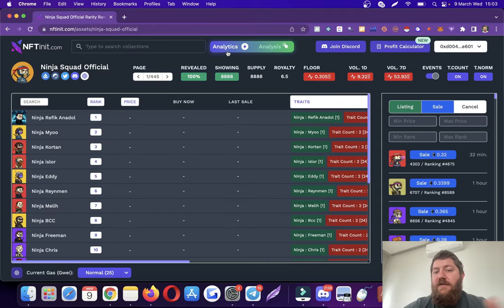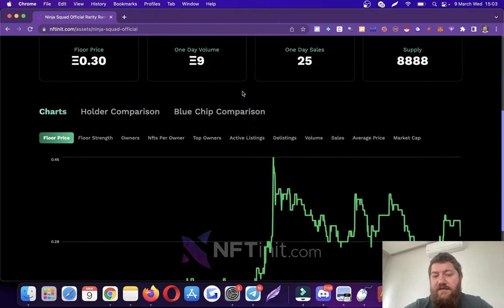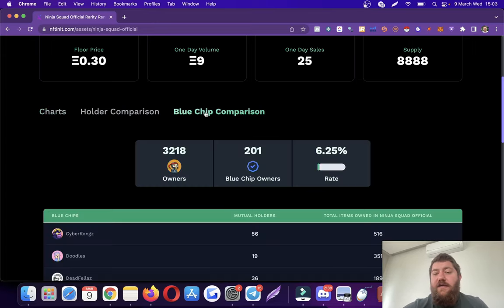So basically, if you click on analytics, it switches to the default page. And if you click on analysis, it switches to the charts and holder comparisons. Let's start with the blue chip comparison. Right now, we are analyzing Ninja Squad NFT.